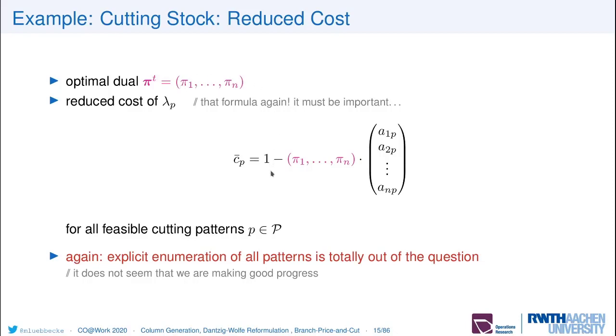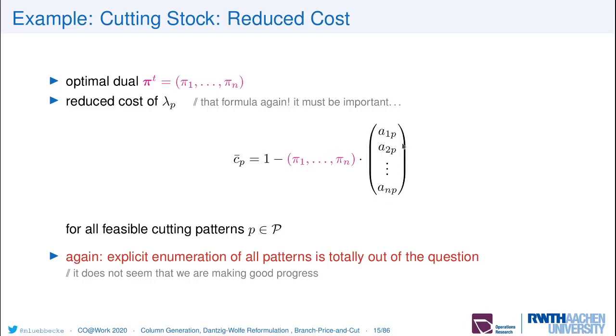So let's assume we are given these optimal values from the optimal solution. Then we can compute the reduced cost. So that formula will appear over and over again, so it's better for you to memorize it if you haven't done so. So the reduced cost of one pattern is its original cost, in our model this is always 1, minus the values of the dual variables. We got them from the solution of the restricted master problem.